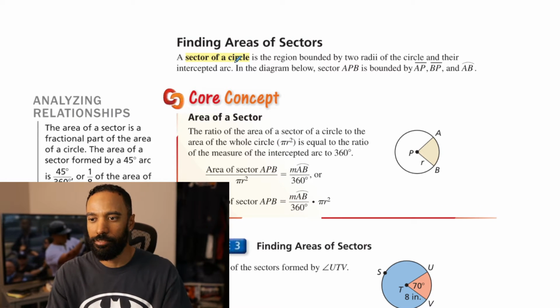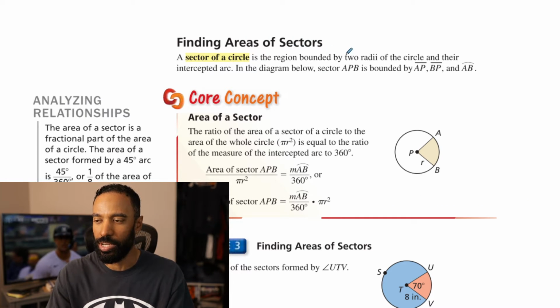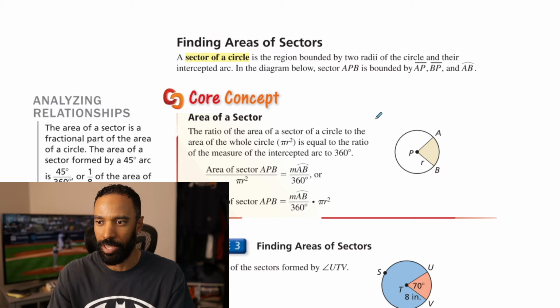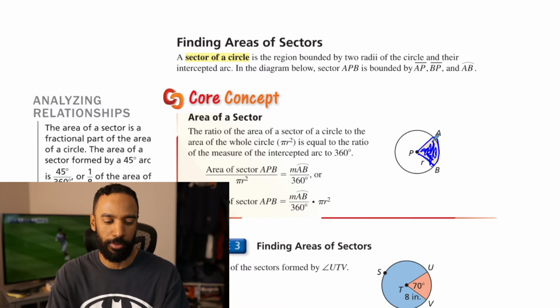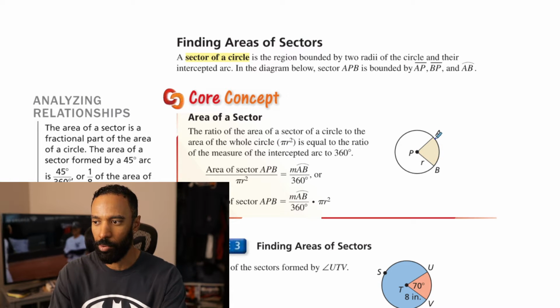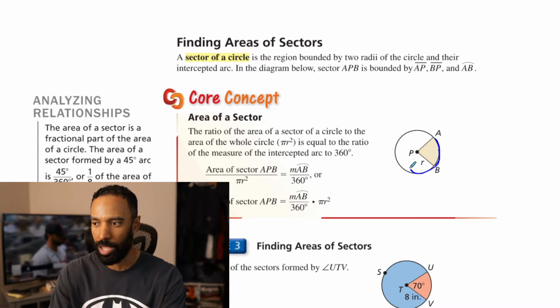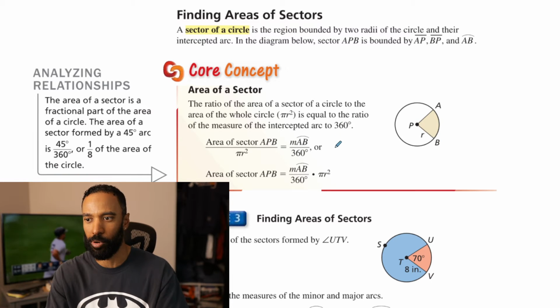Okay, finding areas of sectors. A sector of a circle is the region bounded by 2 radii of the circle and their intercepted arc. So this right here is a sector of the circle. It is a portion of the circle's overall area, as I've said before, just like an arc length is a portion of a circle's overall circumference. And it's the same thing when it comes to fraction, proportion, etc.